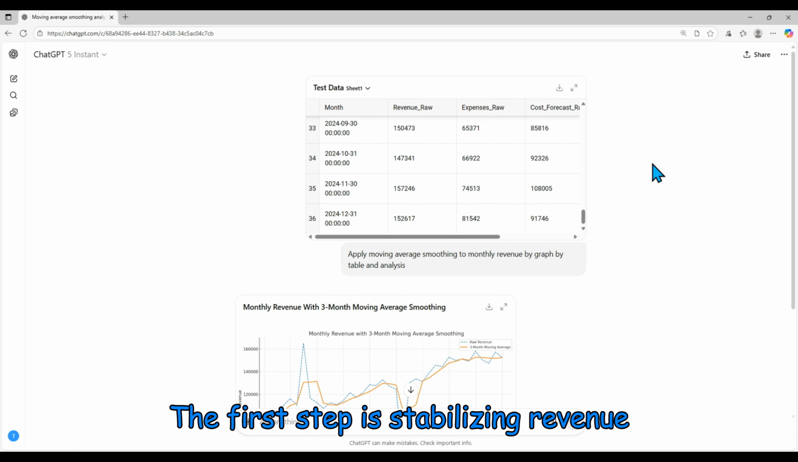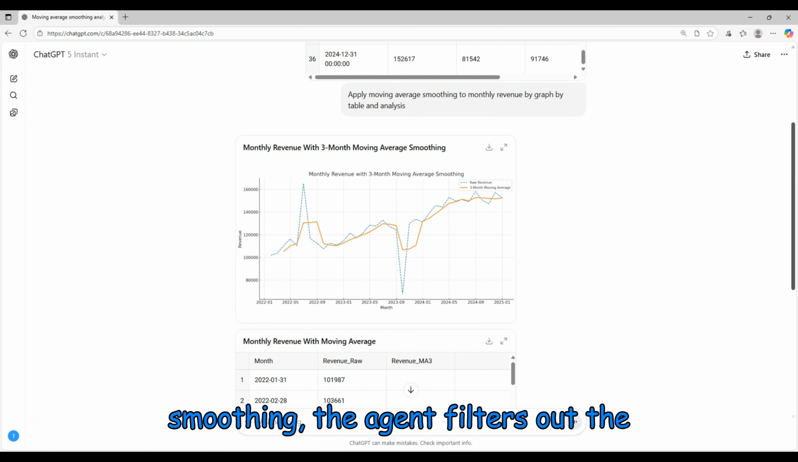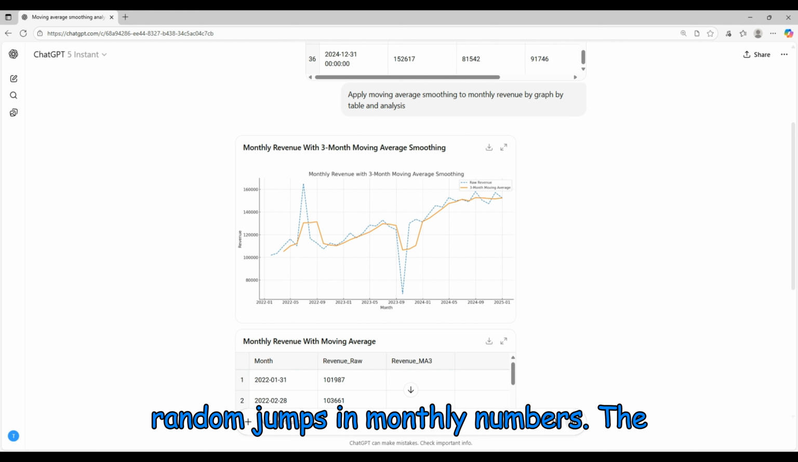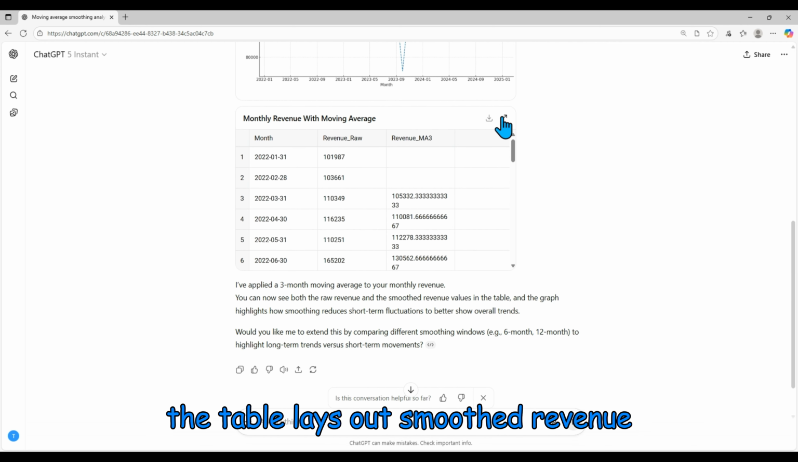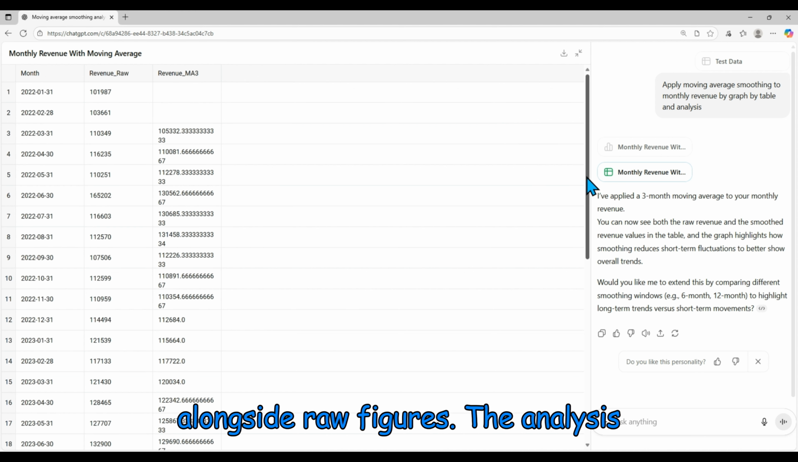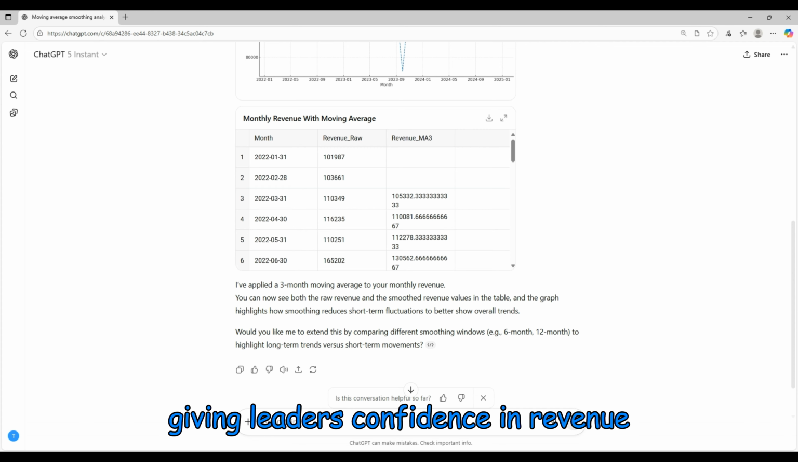The first step is stabilizing revenue trends. By applying moving average smoothing, the agent filters out the random jumps in monthly numbers. The graph shows a steady trend line, while the table lays out smoothed revenue alongside raw figures. The analysis highlights the long-term direction, giving leaders confidence in revenue planning.